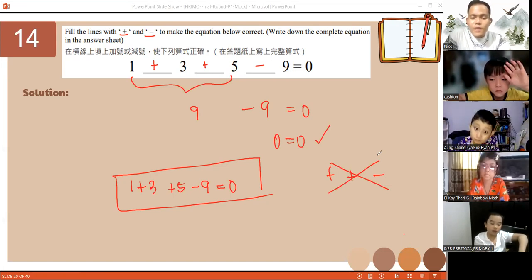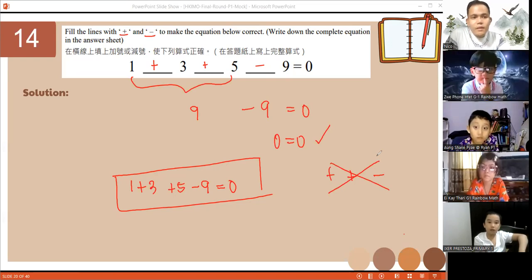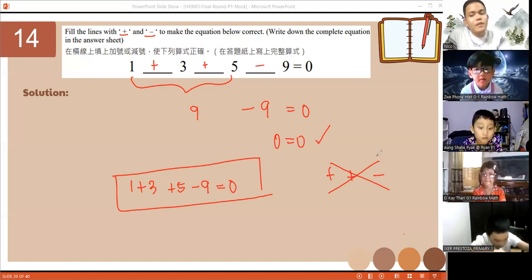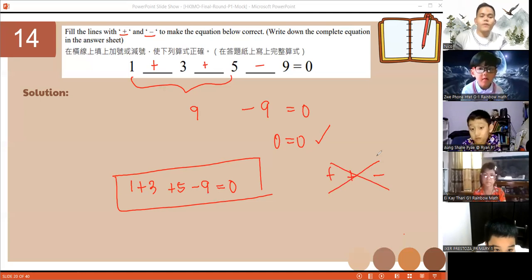That's just a set of symbols, right? It's not asking for a pattern. Yeah, it's asking for the whole equation. So the thing that you need to write is 1 plus 3 plus 5 minus 9 equal to 0. If you just put 1 plus 3 plus 5 minus 9, then that's wrong.